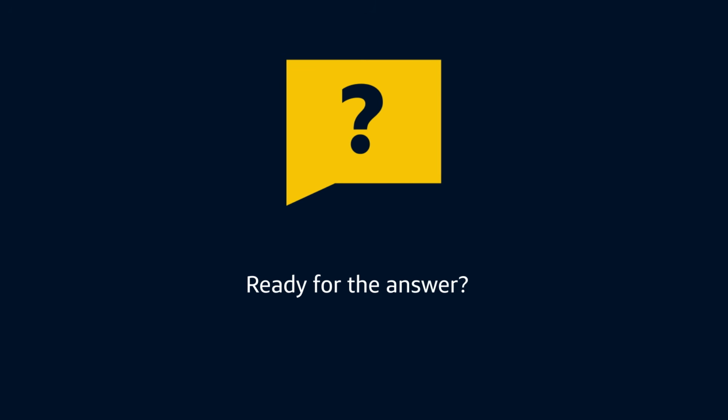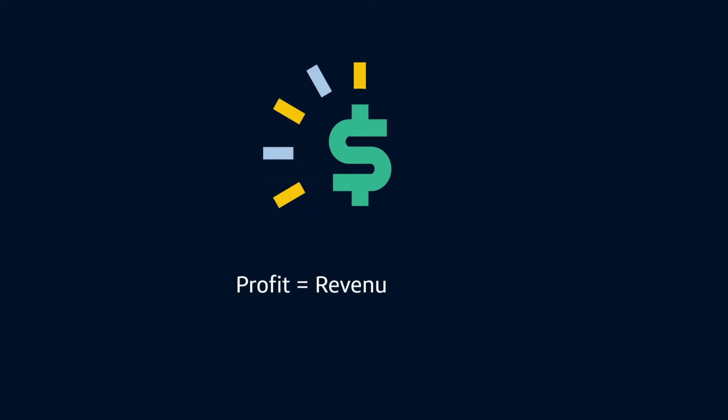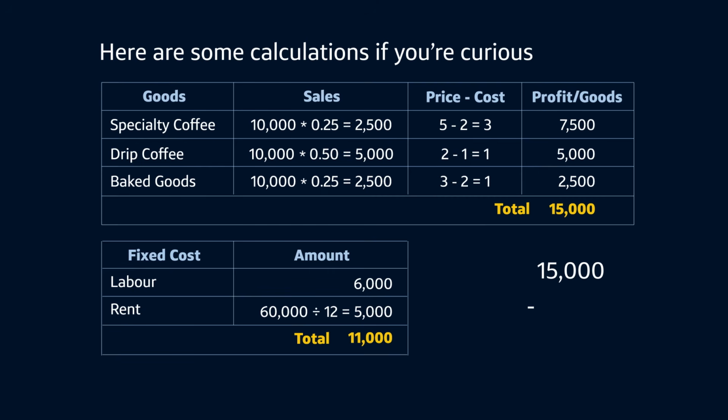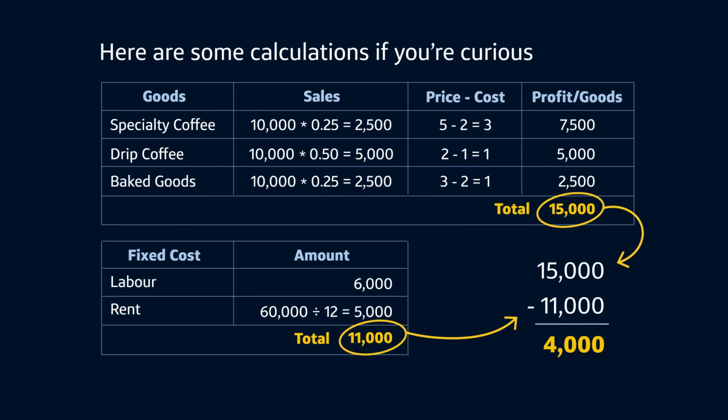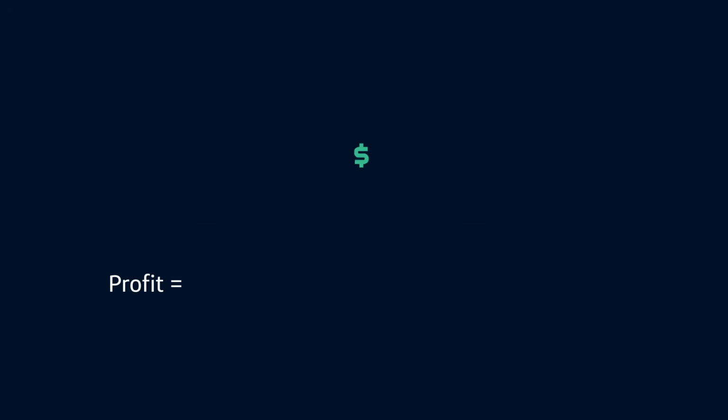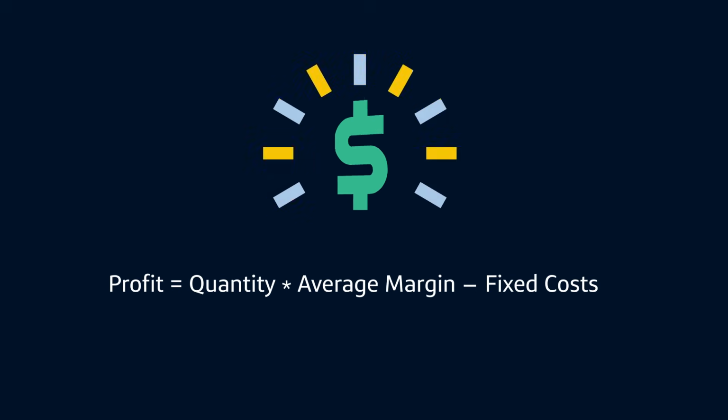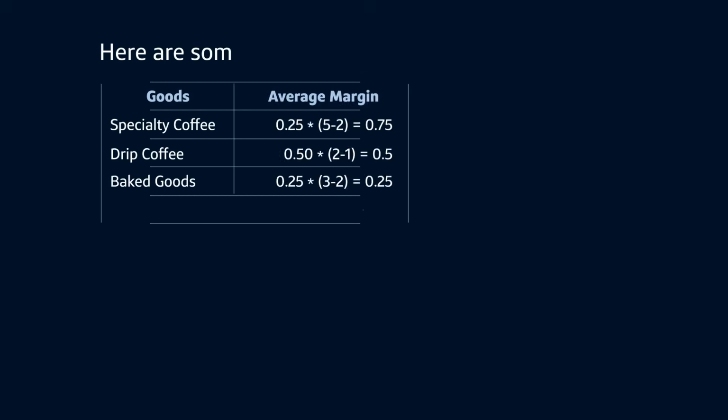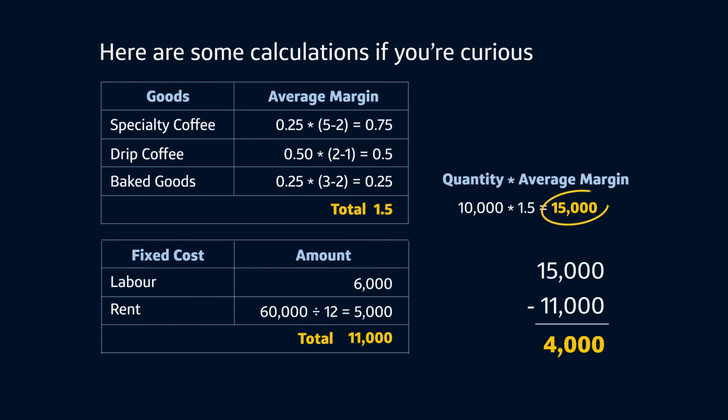Ready for the answer? There are a few ways to approach the math here, some lengthier than others. You could calculate the profit by subtracting the costs from the revenue of each product. Here are some calculations if you're curious. Or you could multiply the quantity by the average margin and subtract the fixed costs. And here are the calculations.